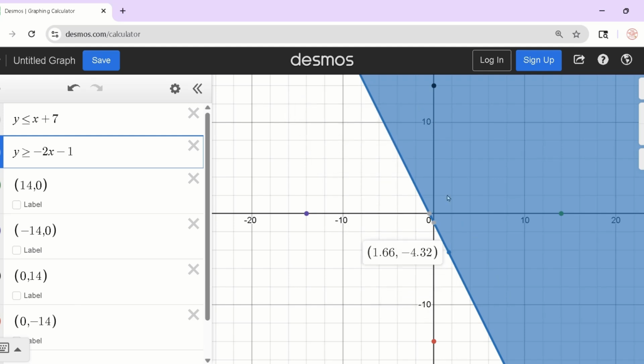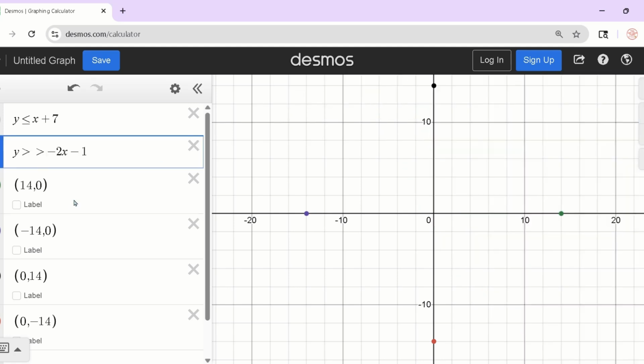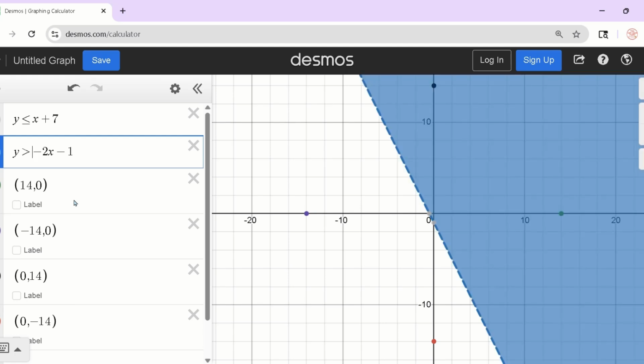All these points on the line would make y equal to negative 2x minus 1. If this was just y is greater than, it would be a dotted line because it's everything up to that line, but it doesn't include it. So it has to be that equal to.